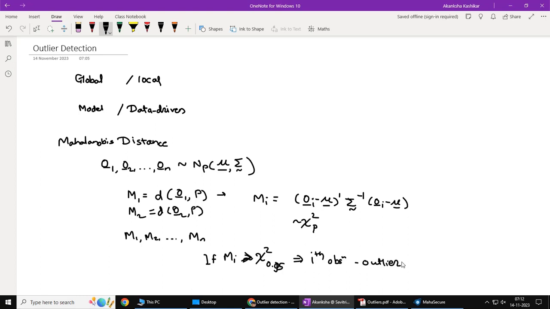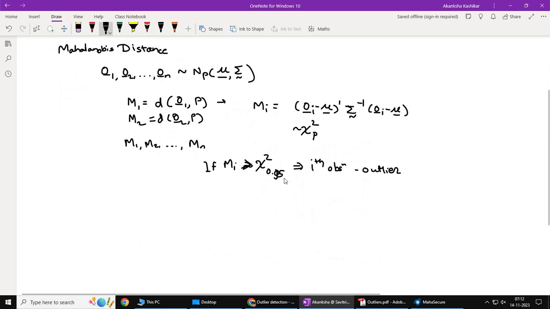Okay, then we'll declare ith observation as an outlier. So this is one of the model based approaches where we are computing distance of every observation from the population assuming normality. Okay, so normality assumption is there, and that gives me a cutoff because of the theory of multivariate normal distribution. Because we know that this is chi-square, gives me a concrete cutoff that anything which has larger value than 95th percentile of chi-square can be declared as an outlier. Okay, so this was one of the model based approaches.